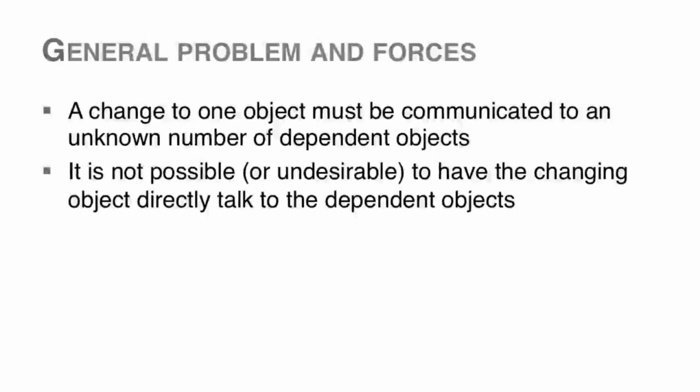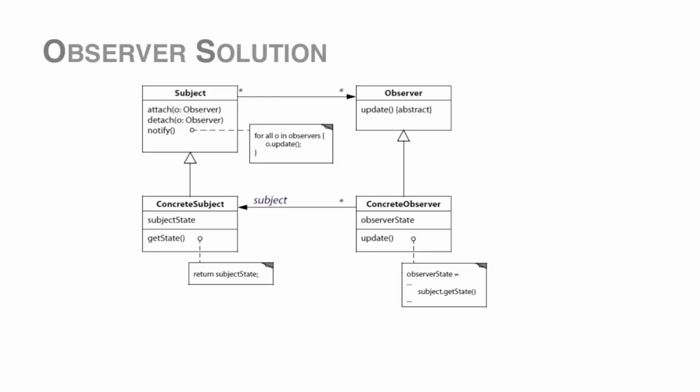So for the observer pattern, if we generalize the problem and forces, we have the situation where an object must communicate to an unknown number of dependent objects a change that occurred to it. And perhaps these dependent objects are not known. We don't know who they are. We don't know what type they are. It is not possible, or it may be undesirable, to have the changing object directly talk to the dependent objects. The observer pattern suggests a solution to this.